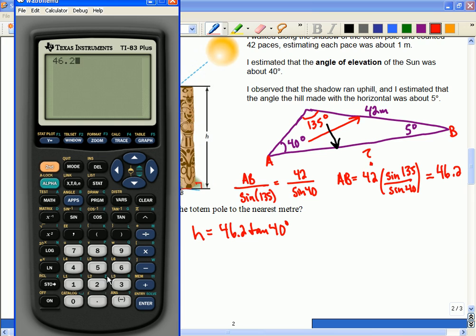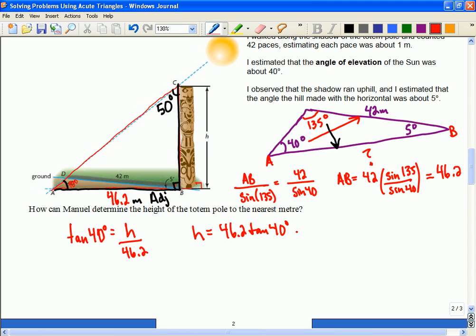All right, let's see if I can at least do this part of it right. Tangent of 40. So 38.8.